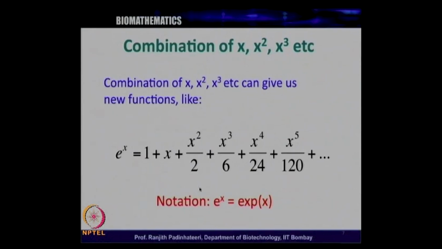Just a comment on notation. e power x is also written as exp bracket x. So when you see exp bracket x at some places, it is the same as e power x. It is the same as this series. So once we know x square, x cube, x power 4, x power 5, etc., we can sum all of them in this particular fashion. You divide x square by 2, divide x cube by 6, divide x power 4 by 24, and so on and so forth, and sum all of them, and with 1 you will get e power x.